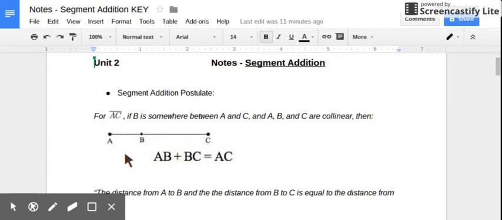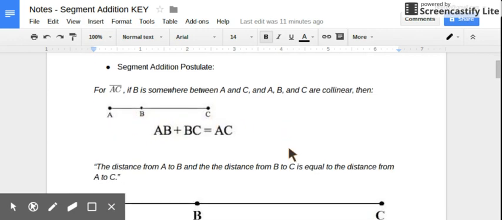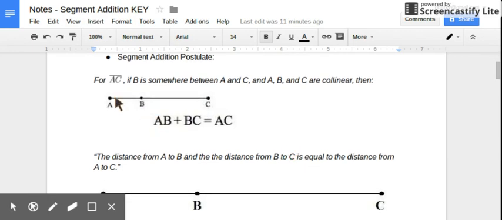So in this example, the distance from A to C would be the same as if I took the distance from A to B and I added that to the distance from B to C, then that would get me from A to C. So it's all about just adding up the two smaller segments or two smaller parts and setting it equal to the total segment or the longest part.